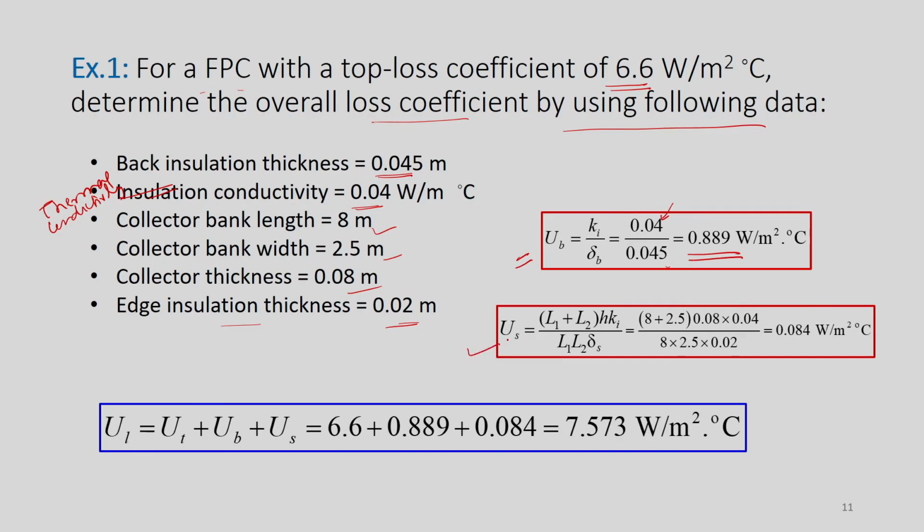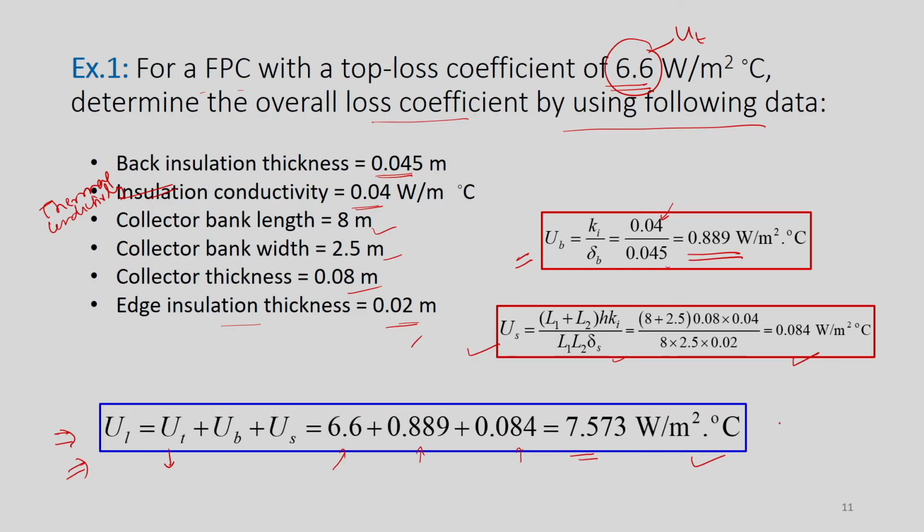And US, we can apply the knowledge that we have derived now. So, US is something like this, then we just substitute the values given in this problem, and we will get a value of 0.084 watt meter square per degree Celsius. Okay. So, since UT is given to us, then UL you can straight away calculate as UT plus UB plus US. Substituting those values that we have calculated, we get about 7.573 watt meter square per degree Celsius. Okay.